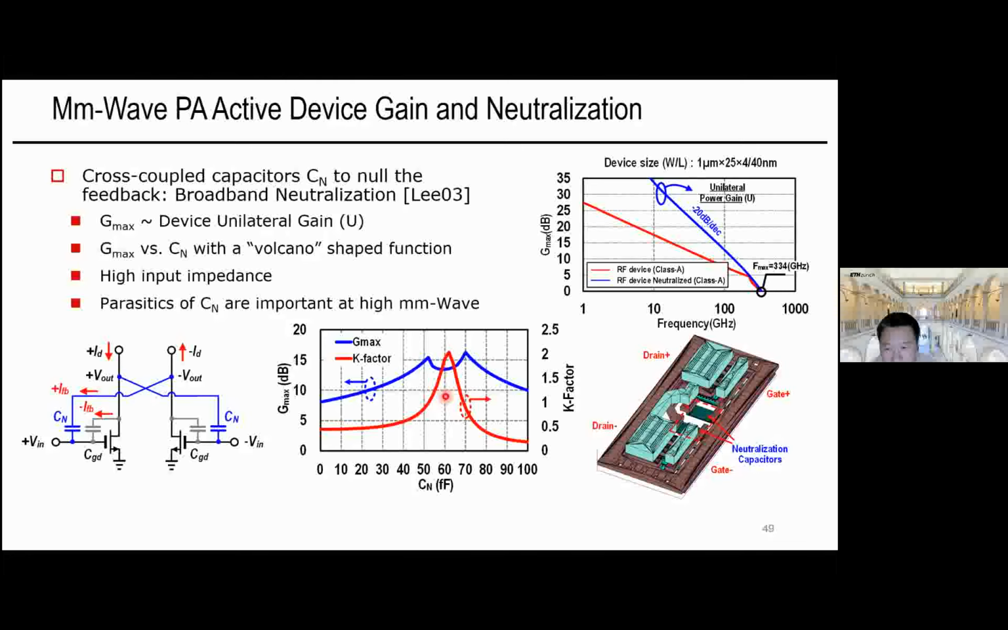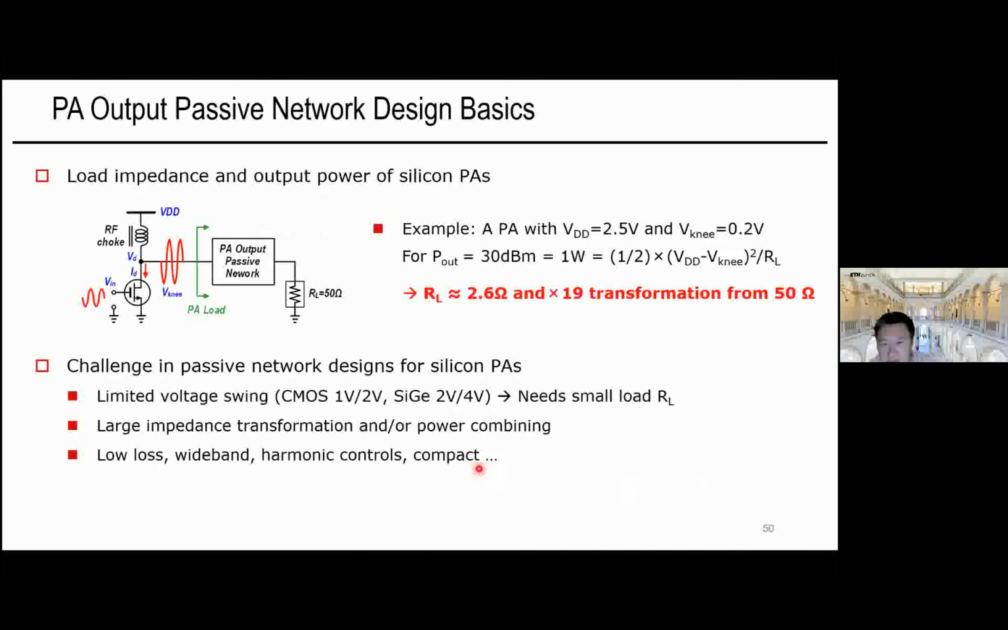On the other hand, neutralization will result in very high input impedance that will actually complicate your input matching, right? And also the parasitic inductance and resistance of the neutralization capacitor will impact the neutralization, particularly at higher frequency, because they will have their self-resonant frequency as well. So all of these should be carefully considered and extracted by EM simulations for these high frequency designs. Well, next we can move to the design of the passive networks, right?